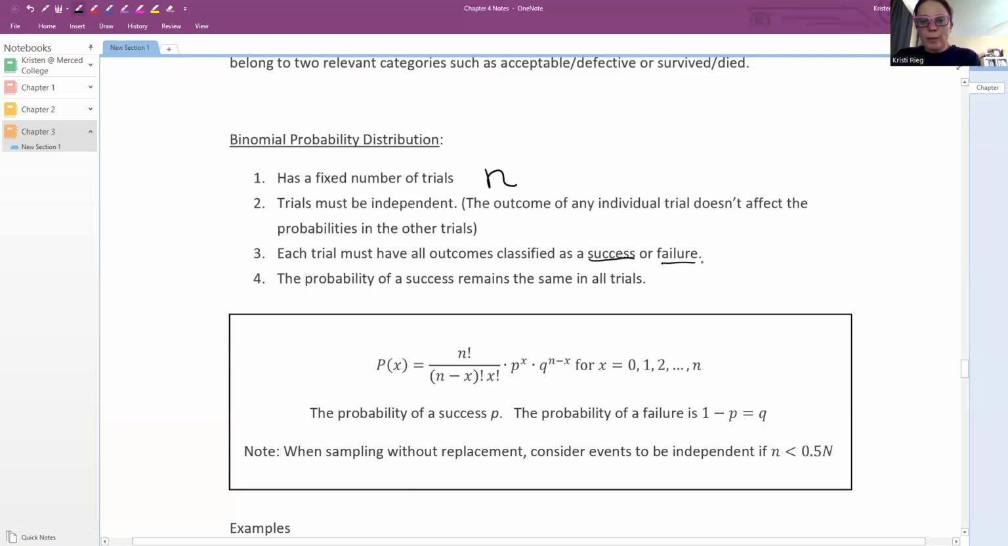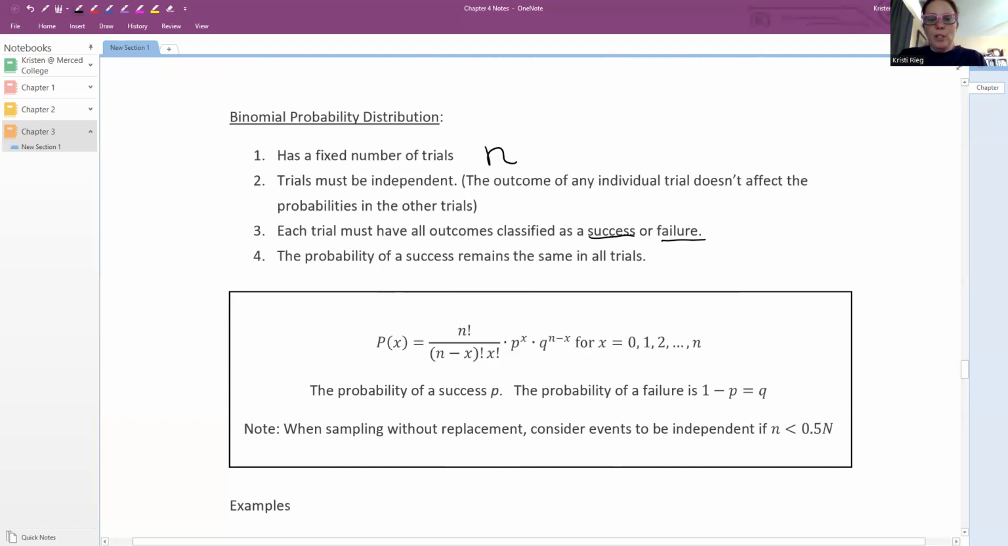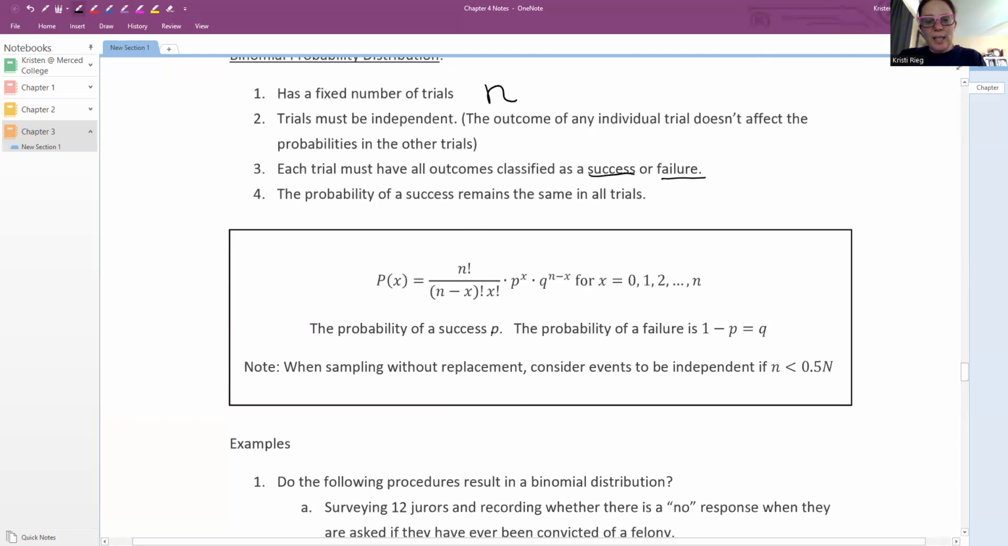for success and failure. I'm going to show you why when we get to the box below. And then the probability of success remains the same. So this probability of success is, let me highlight that. The probability of success is P. The probability of a failure is Q, which you see right here, the formula 1 minus P. So those will just be easy decimals to calculate on your calculator.